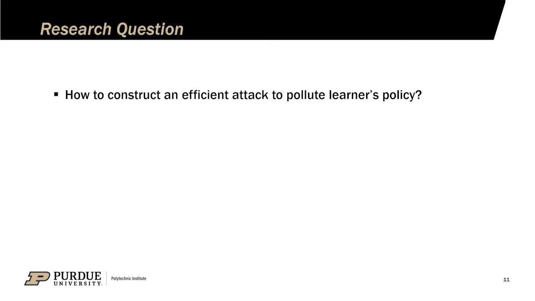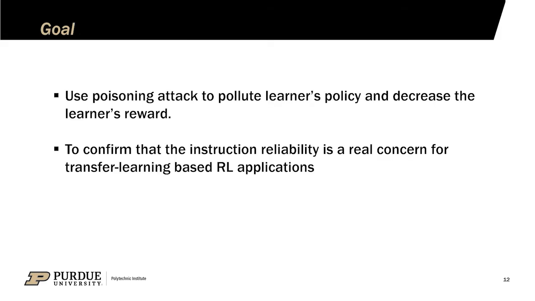So here is our research question. How to construct an efficient attack to pollute learners' policy? Our research goal is to use poison attack to pollute learners' policy and decrease the learner's reward, and then we want to confirm that the instruction reliability is a real concern for transfer learning-based reinforced learning applications.